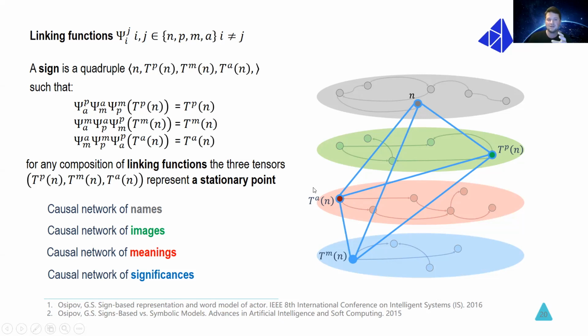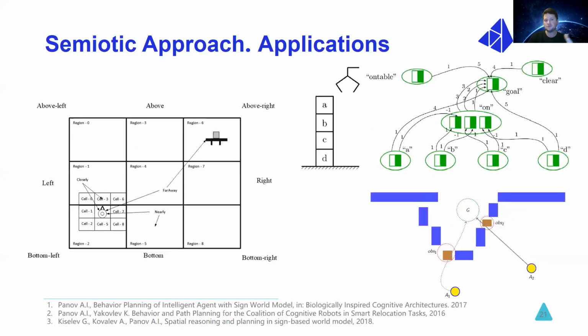So the sign is a stationary point of the composition of these linking functions. And this helps us to connect these four different causal networks, one for each component, that then form the network called the semiotic network. And this approach is already used in several applications, and here I will just briefly explain several of them.